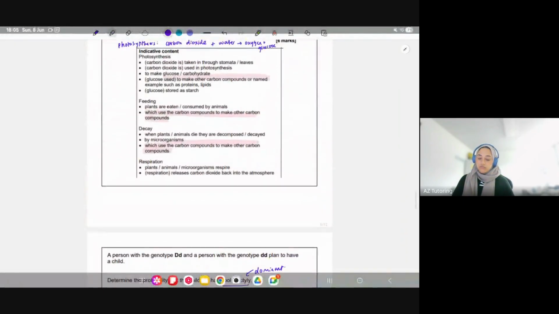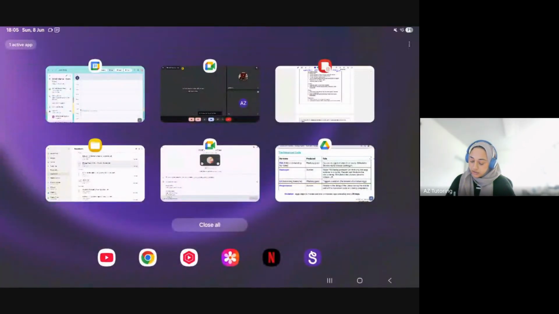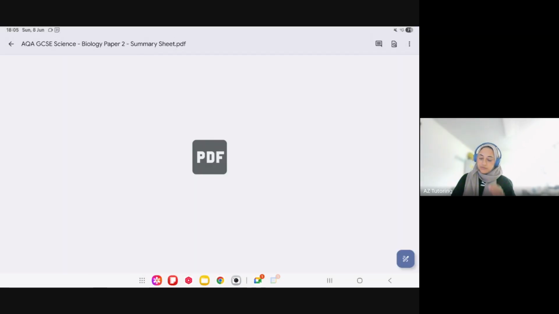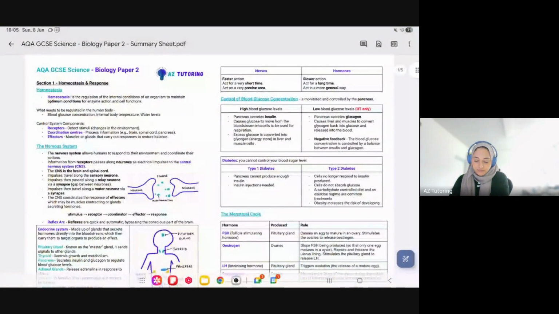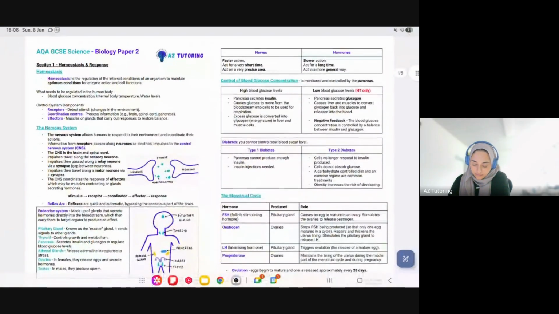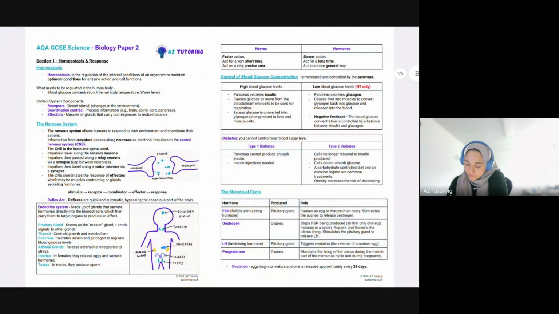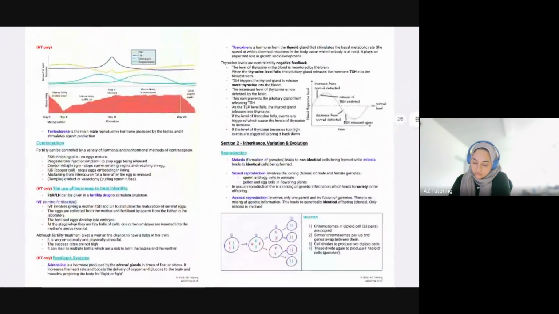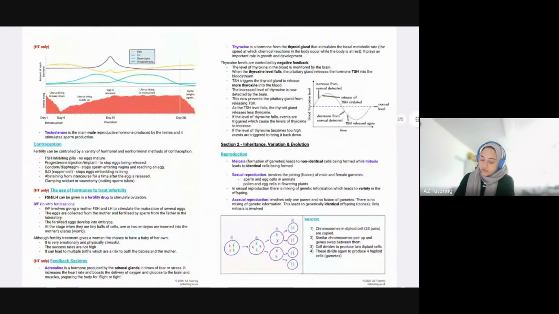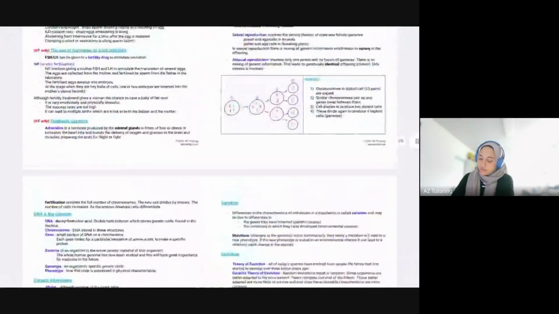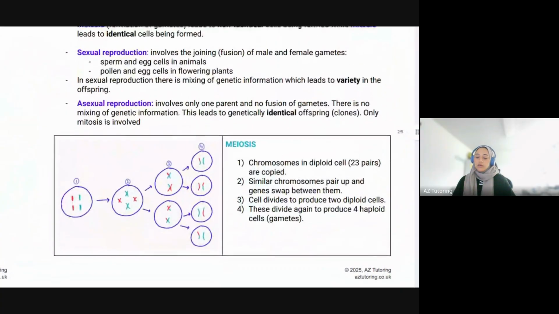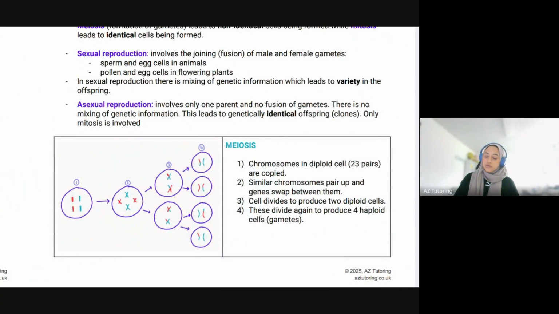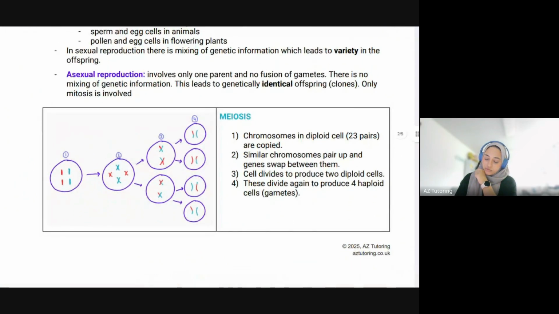Okay, let's cover some content in the last 15 minutes. Okay, so meiosis, we did not speak about. So for paper 2, you don't need to know about mitosis. It's meiosis you need to know about. So make sure you know what, let me try and copy this over.